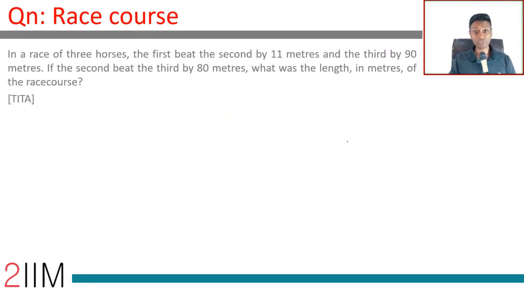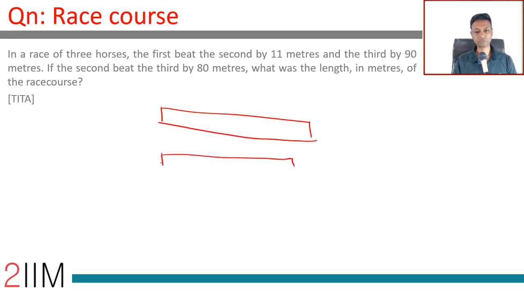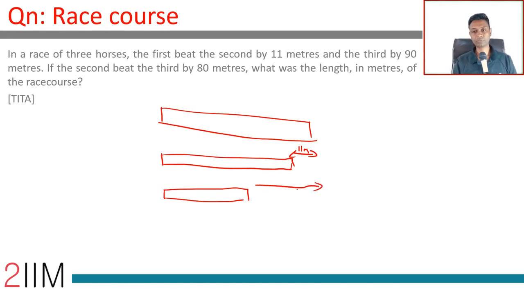In a race of 3 horses, the first beat the second by 11 meters and the third by 90 meters. The first completes the race. Second loses by 11 meters. The third loses by 90 meters. The second beat the third by 80 meters. Wonderful. So the first A, B, C.